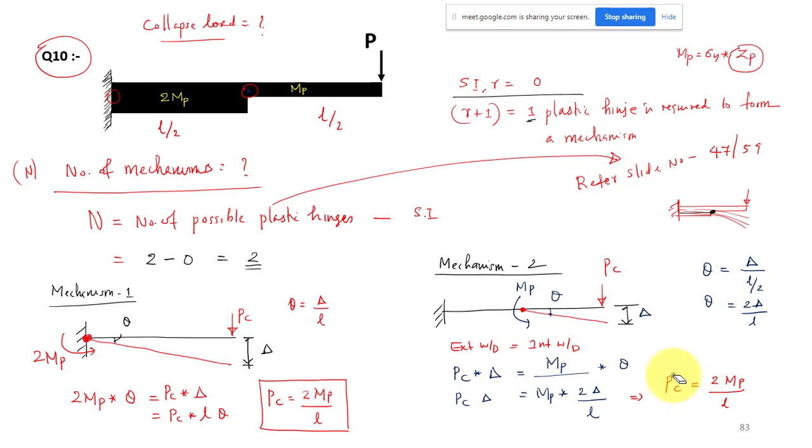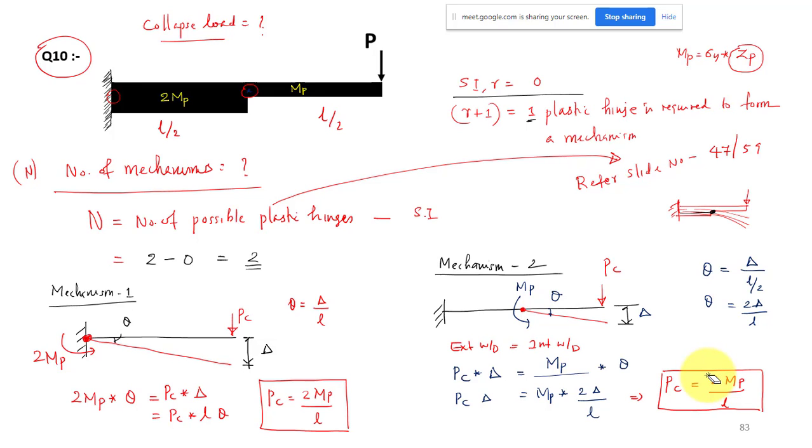Fortunately we are getting the same value in this question, but suppose it's 3 MB and 2 MB, then you may get different values for the collapse load in the two mechanisms. That type of question we will see later on, but in this question both mechanisms give the same value of collapse load. So finally your collapse load is equal to 2 MB by L only. And suppose one is 4 MB by L and the other is 2 MB by L, in that case we have to choose the least value as the collapse load.